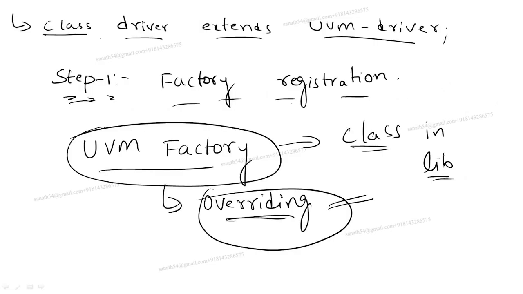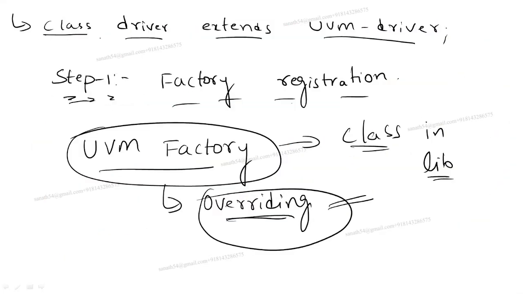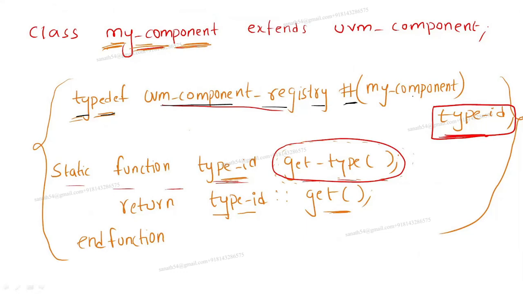If you want to do the factory registration, you need to do it like this. First, class my component extends UVM underscore component, then typedef UVM underscore component underscore registry of my component, type ID. So what is typedef? We already saw it in SystemVerilog. Can anyone say what is typedef? What is typedef?